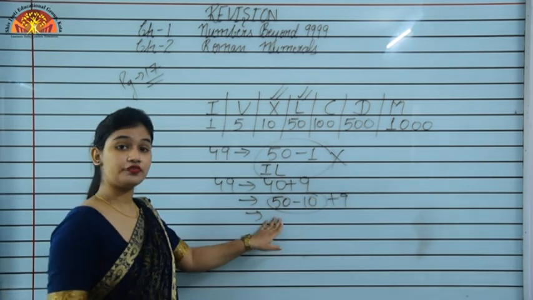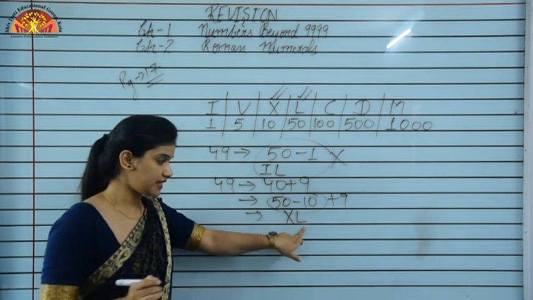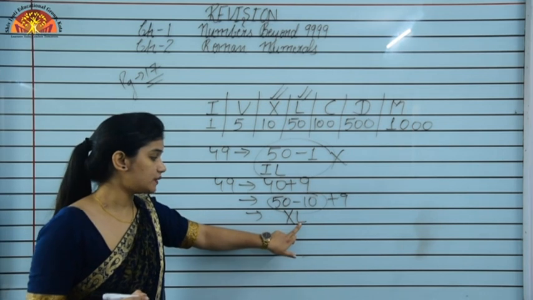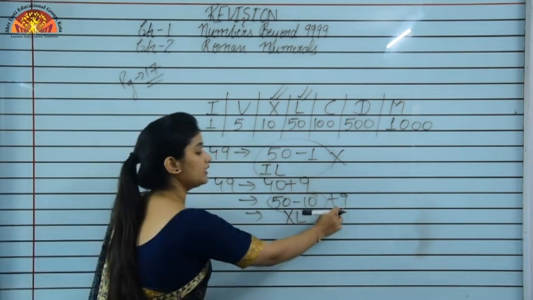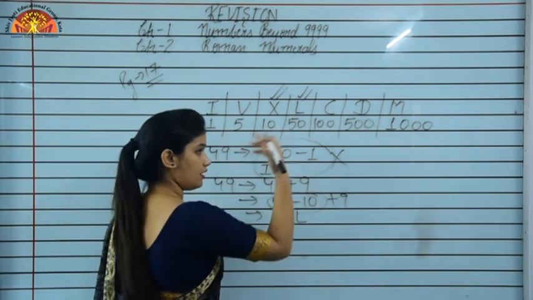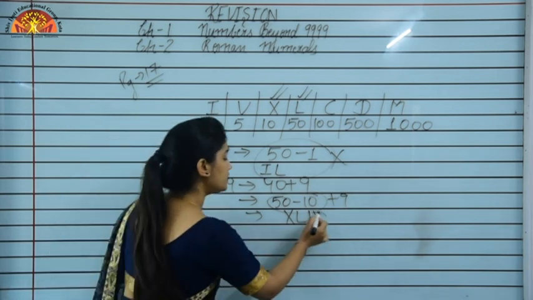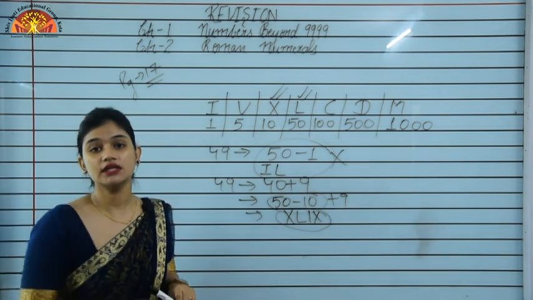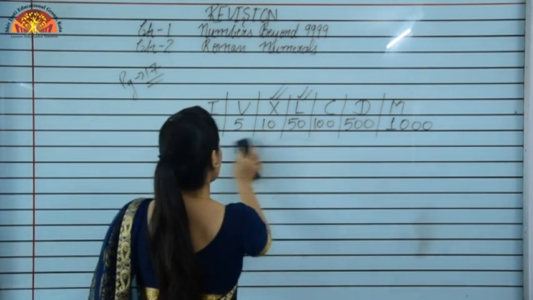And how can we write 50? To write this 40, I have to write XL. It means L means 50 and I have subtracted 10 from L. It means that will be 40. What will we do to write 9? As we have done earlier also, this is 9. So in this way you can write 49. Understood, students?